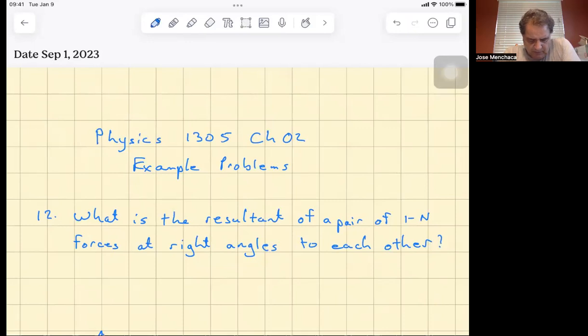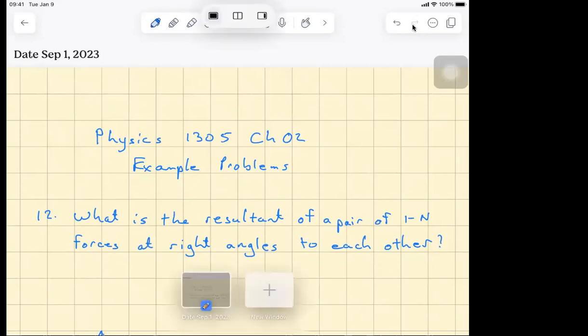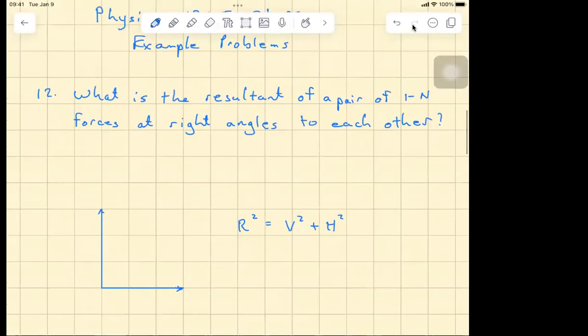The first one is just a word problem. What is the resultant of a pair of 1 Newton forces at right angles to each other? Okay, this is going to be a trigonometry problem. So we have the resultant squared. This is just the Pythagorean theorem. The resultant squared is equal to the vertical component squared plus the horizontal component squared.